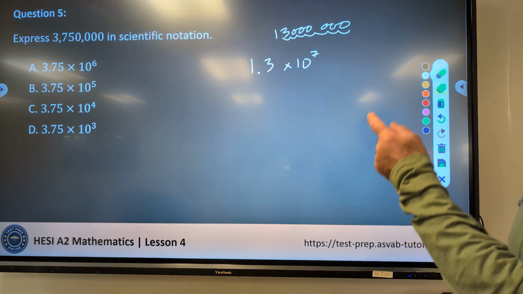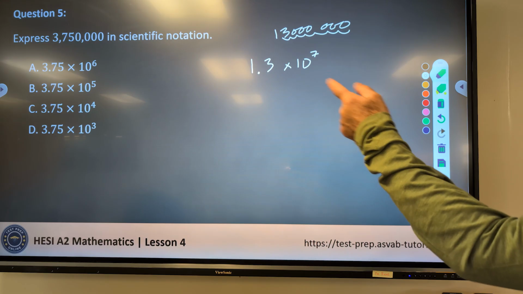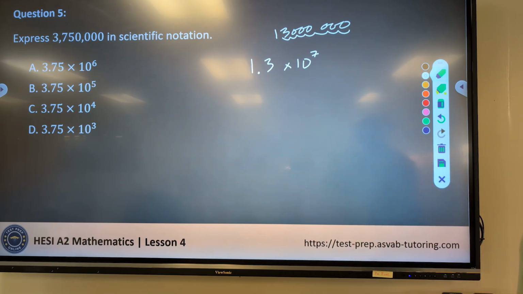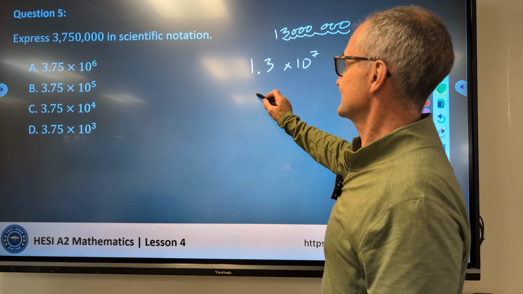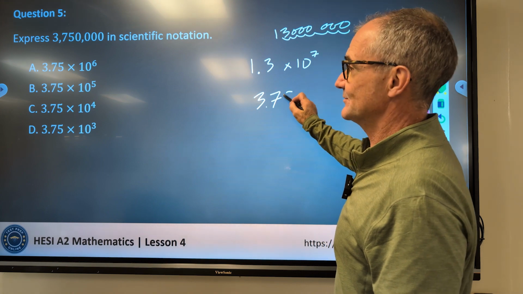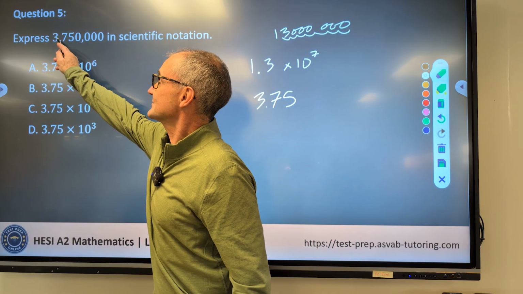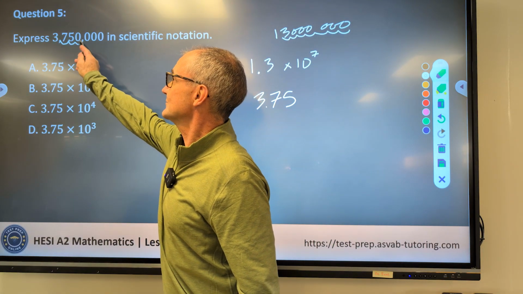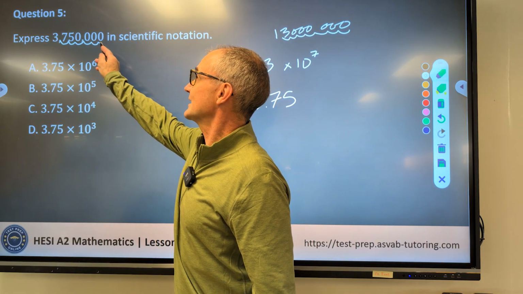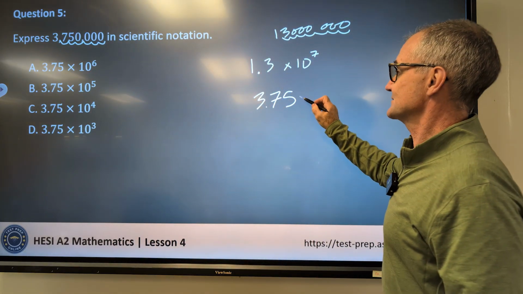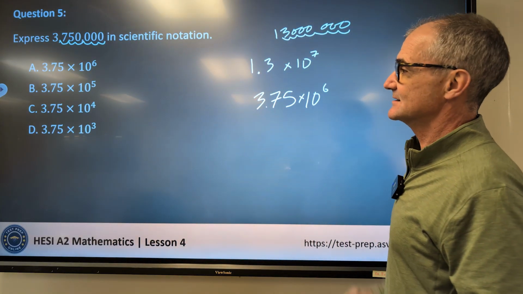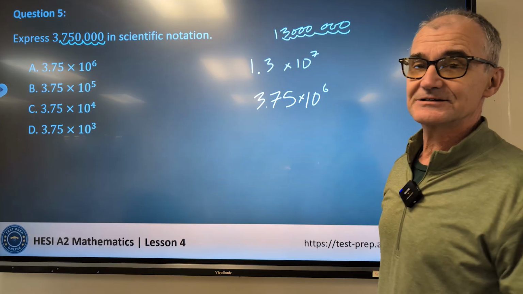So right here it says express 3,750,000 in scientific notation, so we know it's going to be 3.75. I've got to put the decimal over 1, 2, 3, 4, 5, 6. So it's going to be times 10 to the 6. Correct answer, answer A.